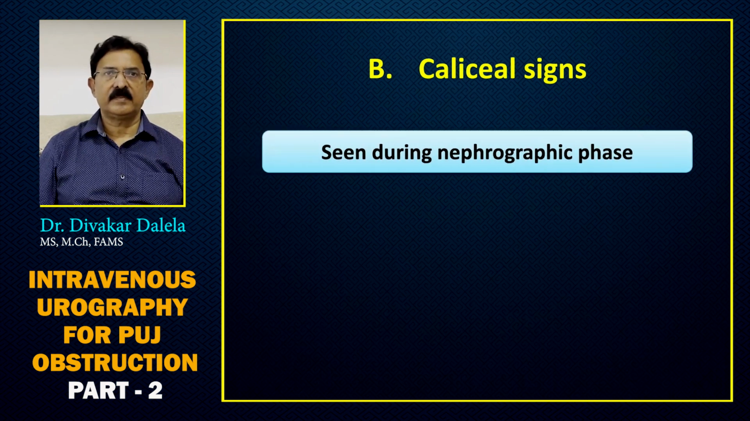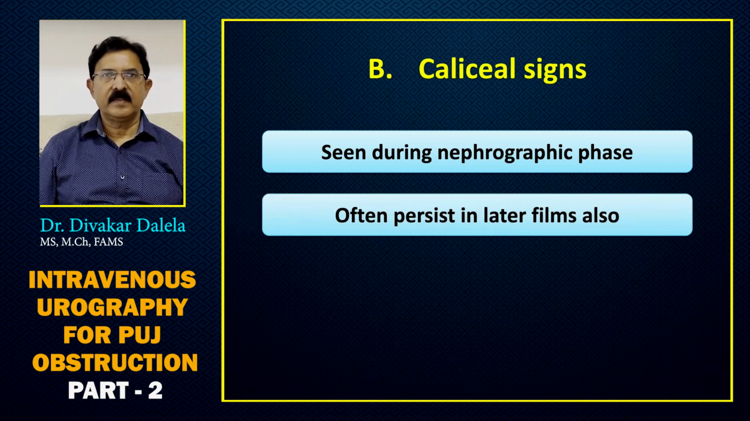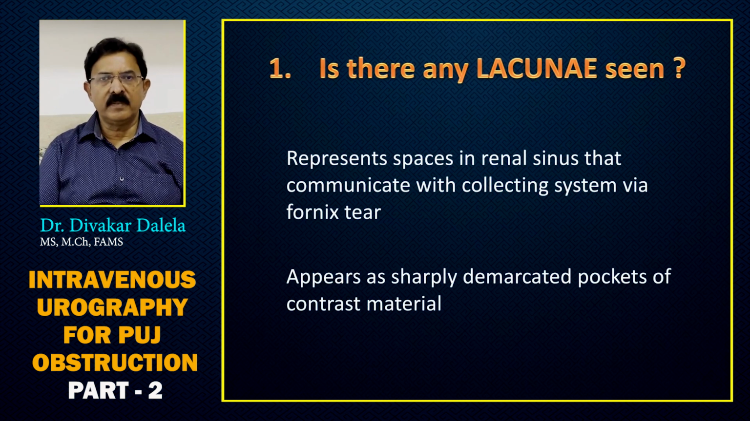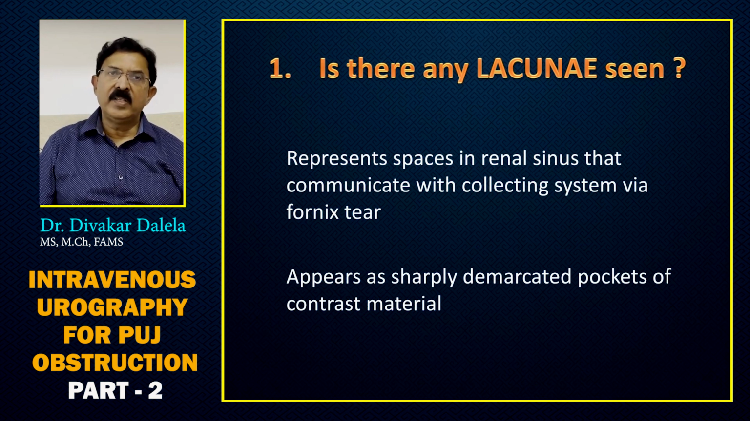The calyceal signs are seen during the late nephrographic phase, and they often persist in the later films also. The first calyceal sign to observe is the lacunae. Is there a lacunae seen in this film? These lacunae represent spaces in the renal sinus that communicate with the collecting system via a fornicel tear. The lacunae appear as sharply demarcated pockets of contrast material at that point.